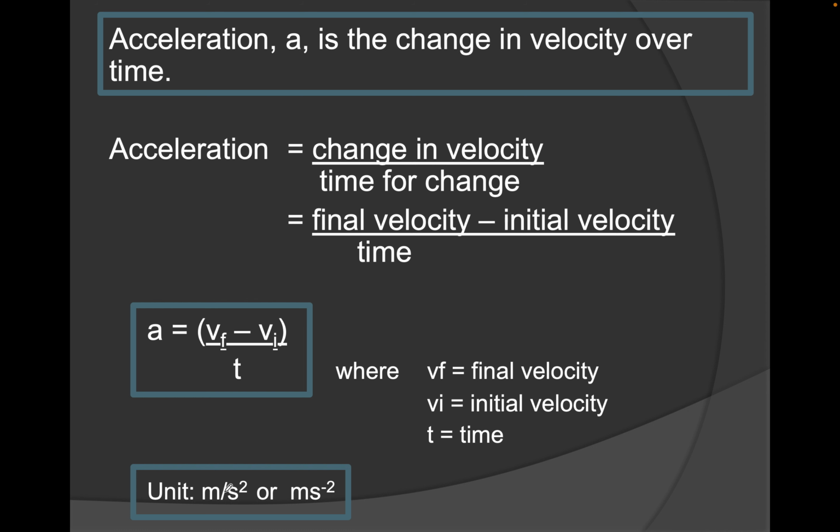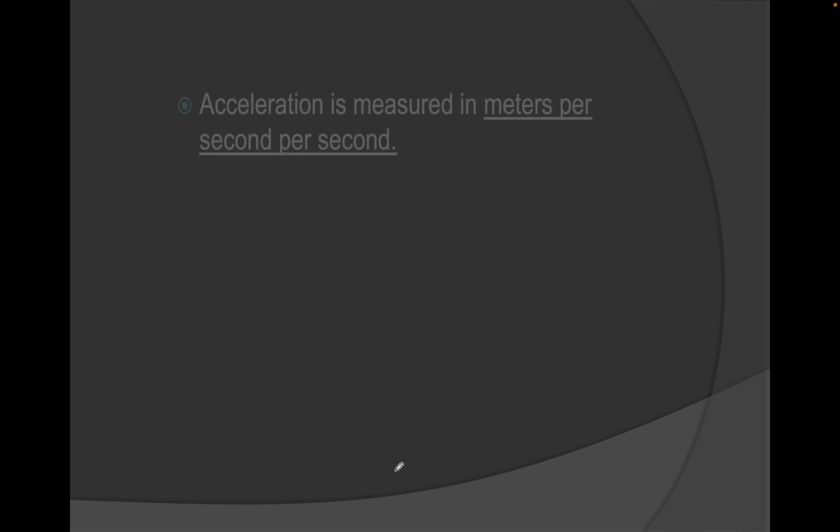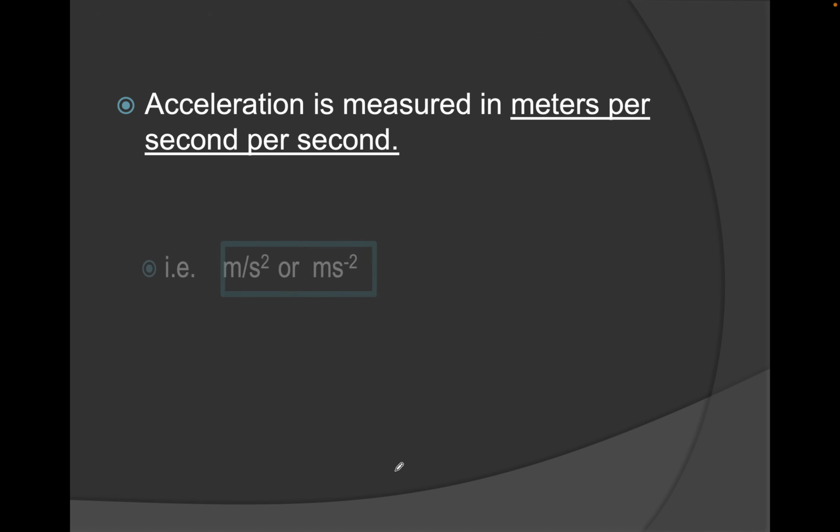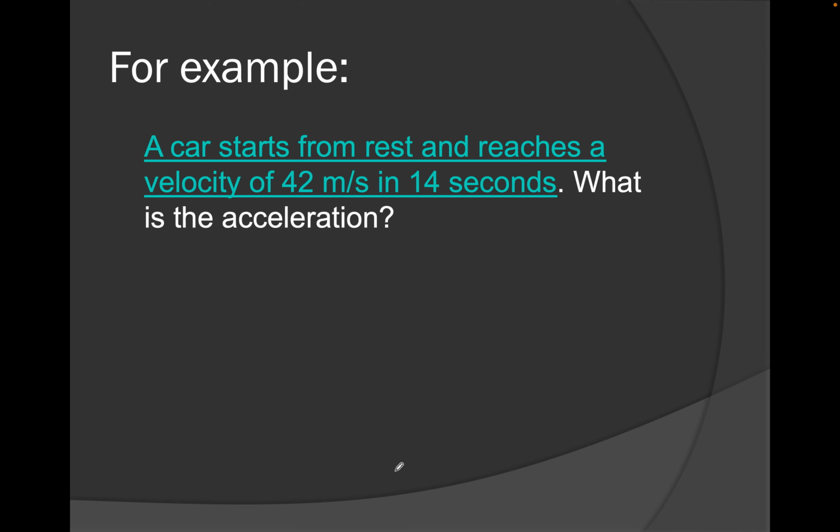The unit is meters per second squared. Sometimes it's written as minus 2, the slash cancels, which makes it minus 2. So meters per second squared is the unit. So it's meters per second per second.